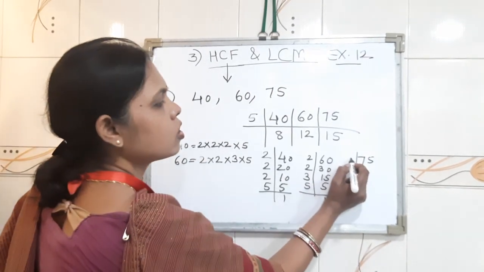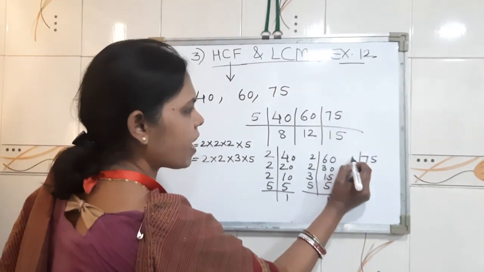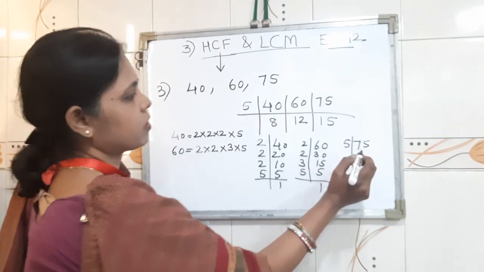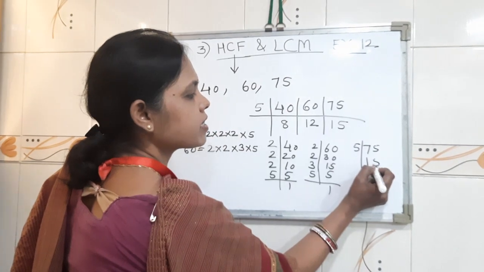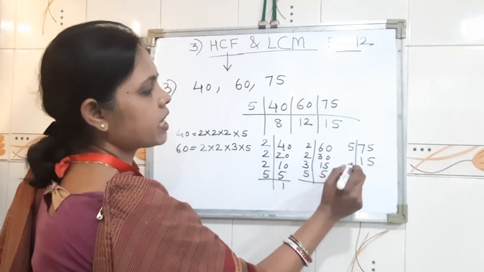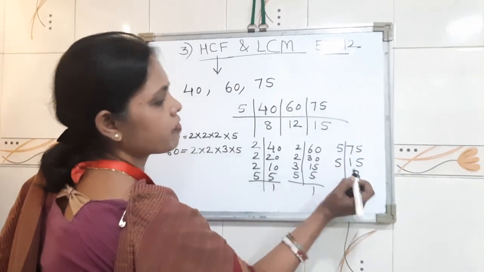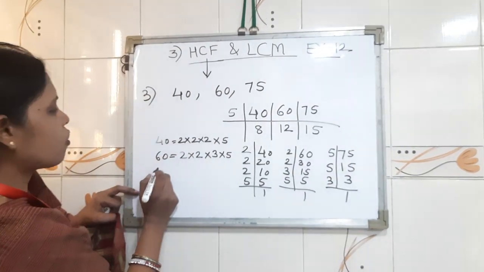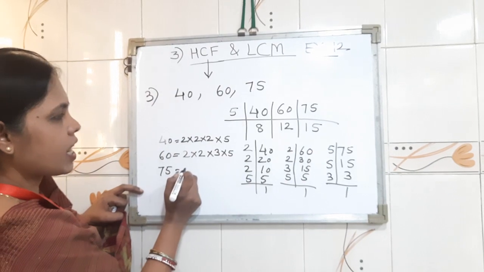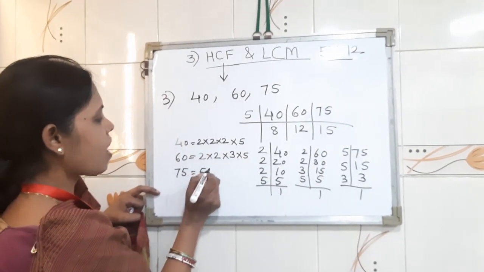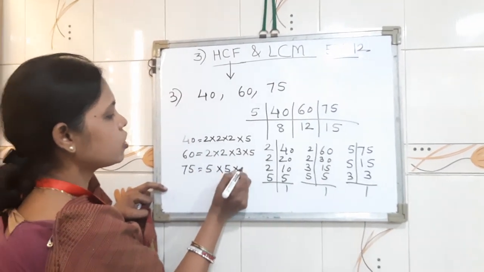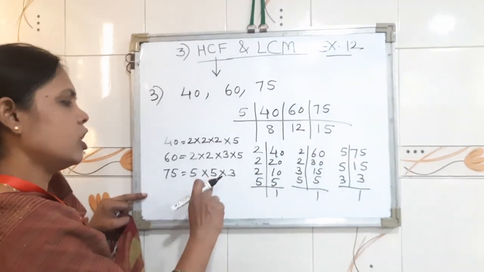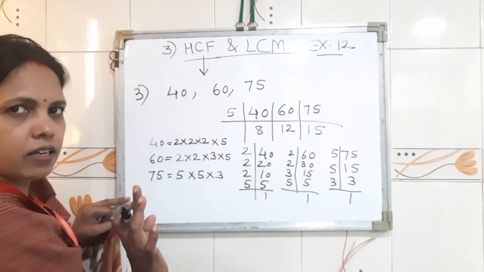That is, for 75 we can take 5 1s are 5, 5 5s are 25, next 5 3s are 15, next 3 1s are 3. Means for 75 we have the factor 5 into 5 into 3. If you want, you can write down 3 into 5 into 5.